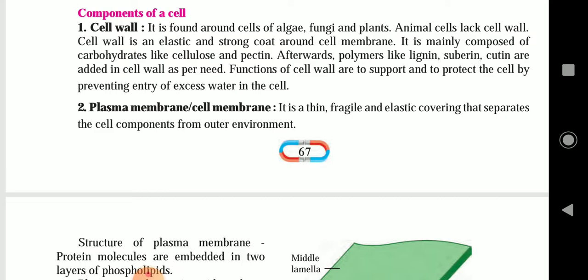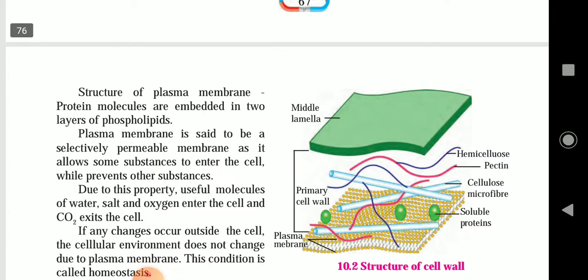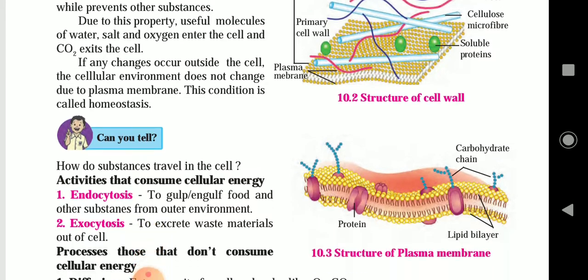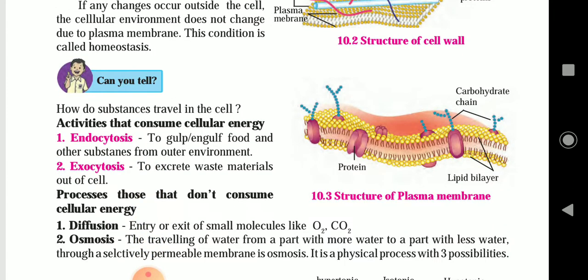Next comes the plasma membrane or the cell membrane. This is thin, fragile and elastic. The structure of the plasma membrane you require to study, that is protein molecules are embedded in two layers of phospholipids, and it is a semi-permeable membrane, which allows only some substances to enter into the cell. The function of the plasma membrane you require to know, as well as the cellular energy activities that consume cellular energy.